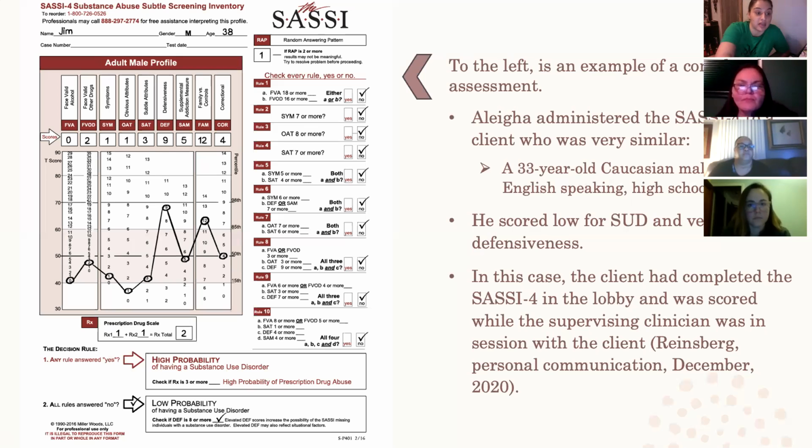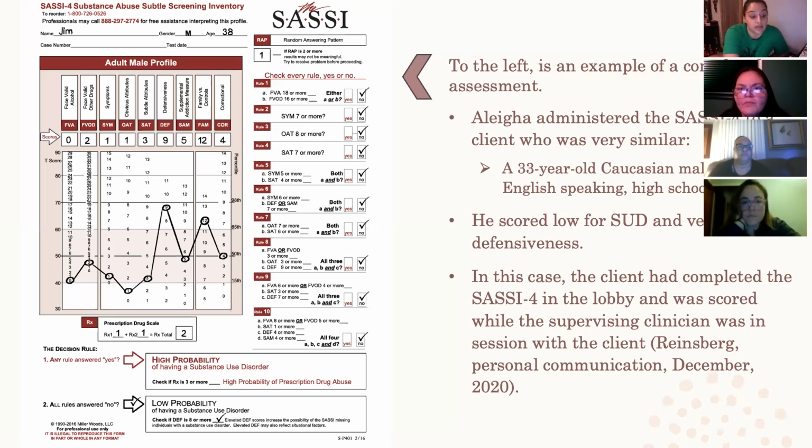But you see the defensiveness is a high score. When you're scoring it, you have 93 bubbles and you put a plastic sheet right over it. It's labeled rule 1, so you count all the rule 1 bubbles that line up and add up the points. After the points add up, you bring it to the scoring sheet right here. This is where you can see things like defensiveness stand out.